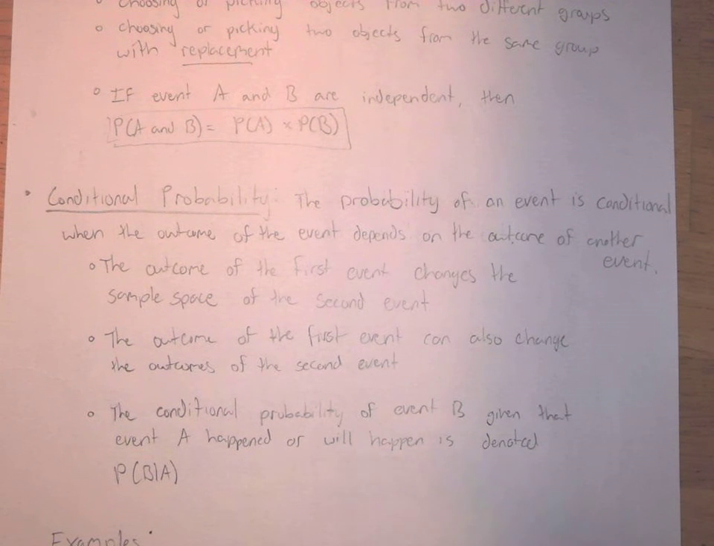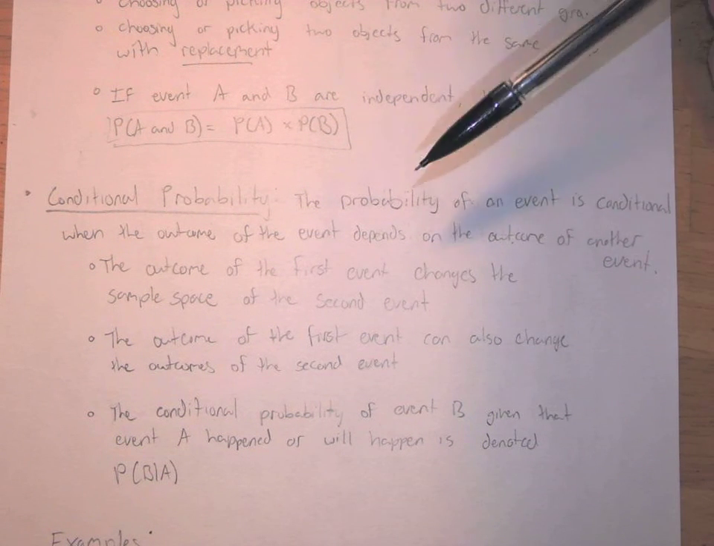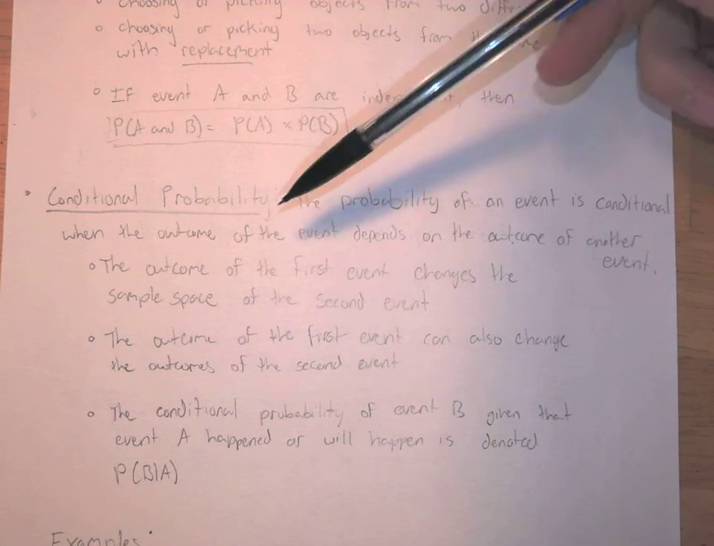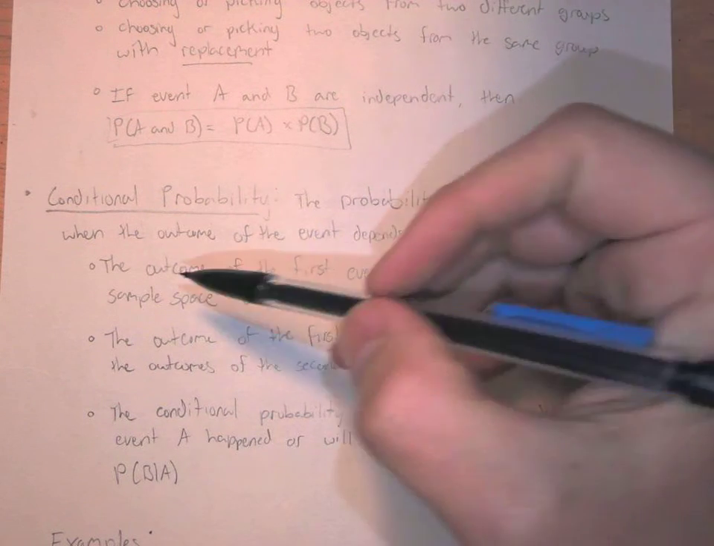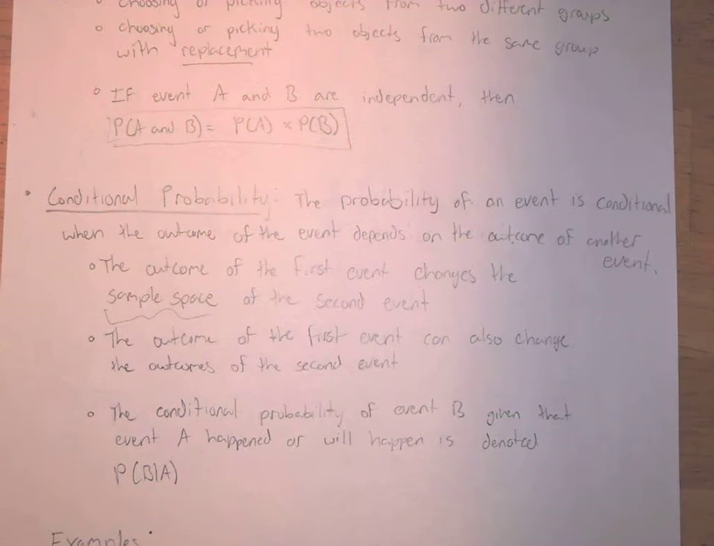Okay, so an important thing to keep in mind is these events come in sequence, and the outcome of the first event changes the sample space for the second one. If you take out a marble or you take out a card or something like that, then all of a sudden the sample space is different the second time around.